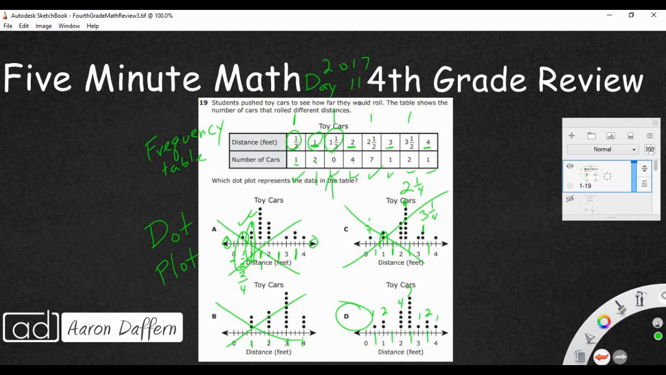So that is going to be answer D, and that is how we evaluate our dot plots in relation to the frequency table. First, you have to mark each number line to make sure you know where the halves are. If it's broken up in half, sometimes it could be decimals, and then just match the numbers carefully.